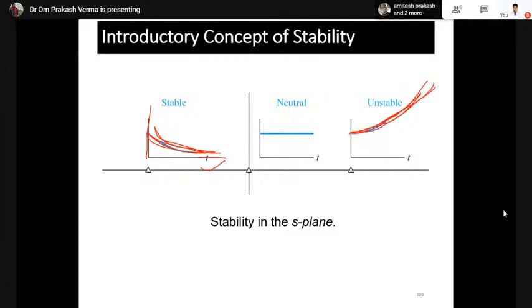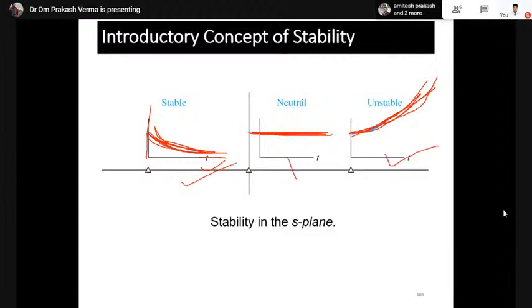I don't know what the value is at t equals infinity, but here we can say that as t tends to infinity, this goes to zero, approaching zero. But in this other case, as t tends to infinity, the value is sustained, fixed at a particular value. Okay, so there are three conditions: this is stable, this is unstable, and this is neutral.